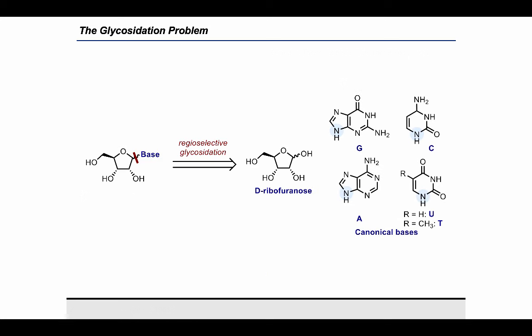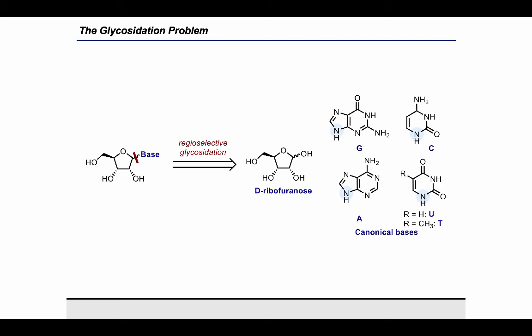Furthermore, even if we could form all of these canonical nucleobases in high yields, would we be able to glycosidate ribose under prebiotic conditions with them? Besides this, what we actually want is a regioselective glycosidation, because in order to form a canonical nucleoside, we need to selectively react with the nitrogen atoms highlighted in blue here.